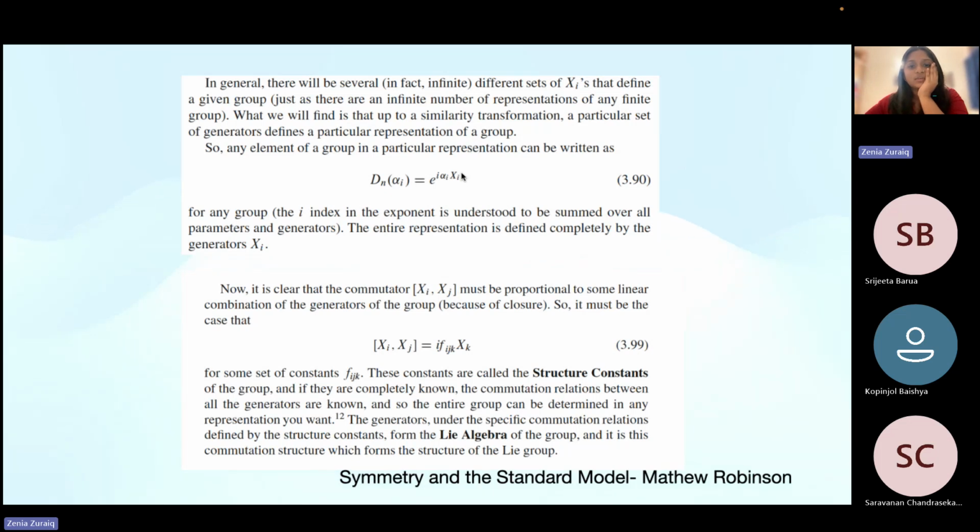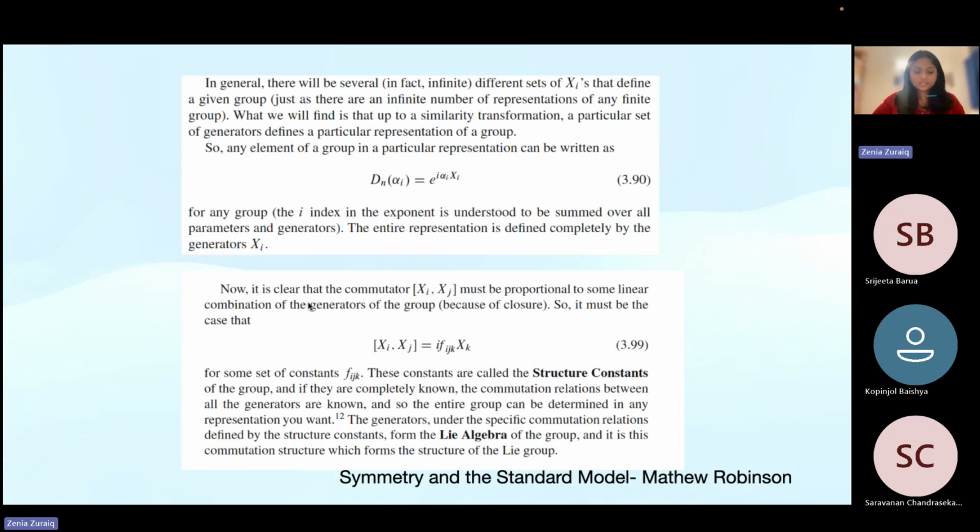And remember, the generator is not a number. It doesn't have to be a number, because as you saw, the representation of the group can live in higher dimensional spaces: R squared, R cubed, C squared, etc. So for any group, the entire representation is defined completely by the generators X i. The main idea here is that to define a group, I don't have to call upon the group elements. I can talk about the generators instead, and that's an equivalent way of describing the group. Okay, so now let's move on.